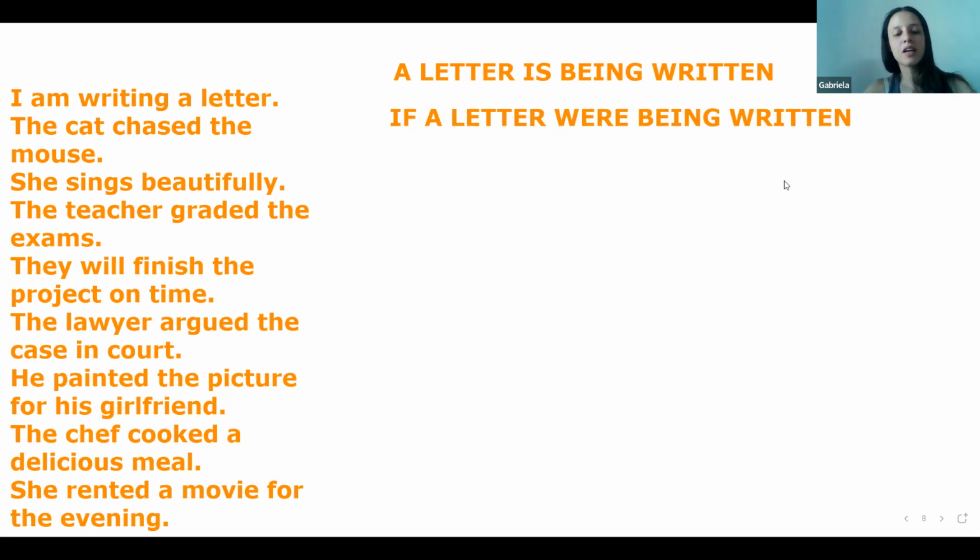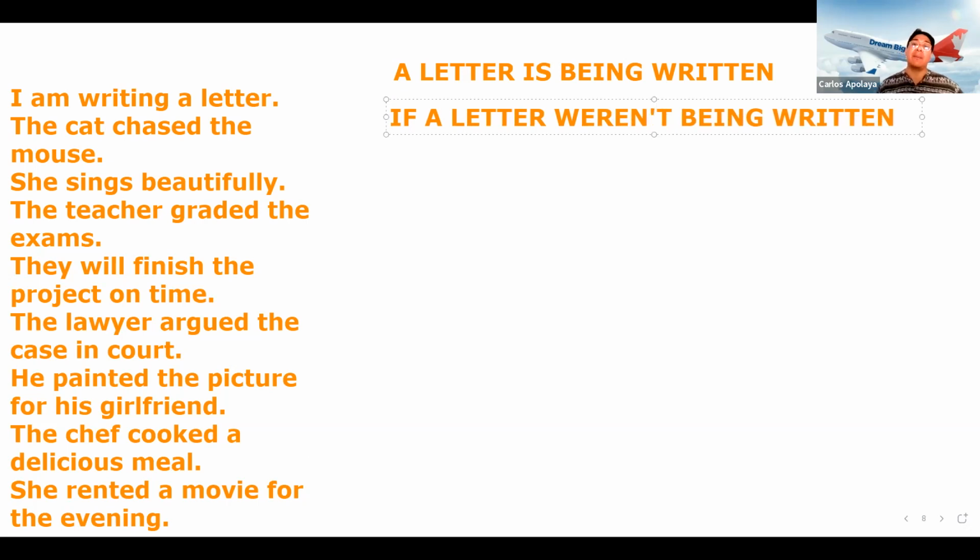Yo pensé que tenía que convertir a negativo. Weren't, ¿o no? También, si tú quieres, tú lo puedes poner. Si una carta no estuviese, ¿por qué? Porque realmente está siendo. If a letter weren't being written. Tienes dos opciones. Puedes escribir si una carta estuviese, quiere decir que no está siendo escrita. Y como la carta está siendo escrita, digo, y si la carta no estuviese siendo escrita. Ok. ¿Cómo sería esto con el inglés?